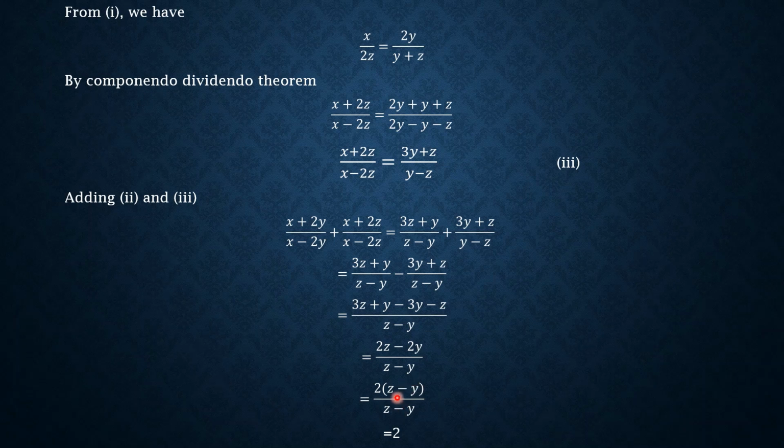Now z minus y in numerator and denominator, these are the same. So this will be cancelled by each other. So we have 2 as the answer of this question. So x plus 2y over x minus 2y plus x plus 2z over x minus 2z equal to 2.